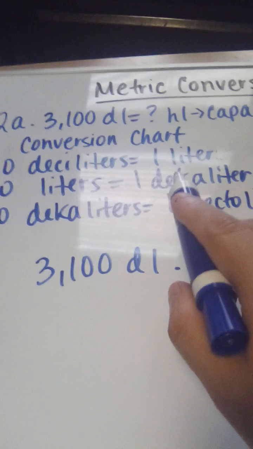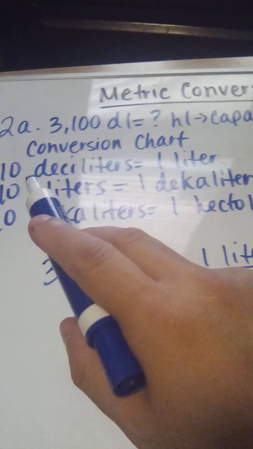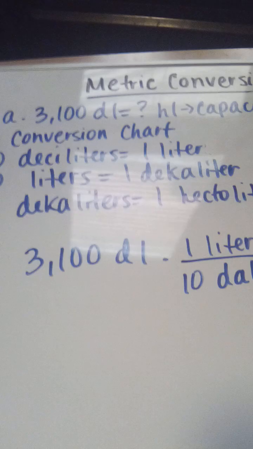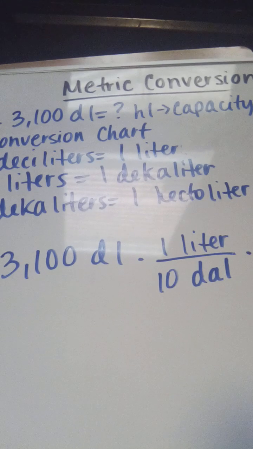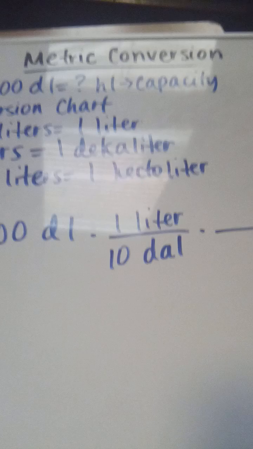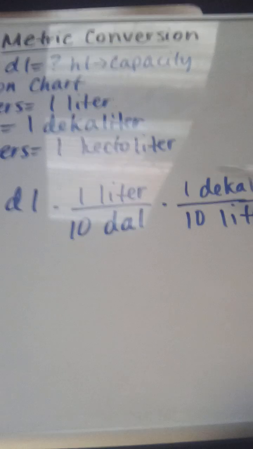We have 10 liters equals 1 deciliter. Is it 1 deciliter over 10 liters or 10 liters over 1 deciliter? I believe it's 1 deciliter over 10 liters. Okay? You're seeing a little bit of a pattern. These are the past two. We had 2 conversions. Now I'm going to have a 3rd conversion coming up. But you're okay to this point.